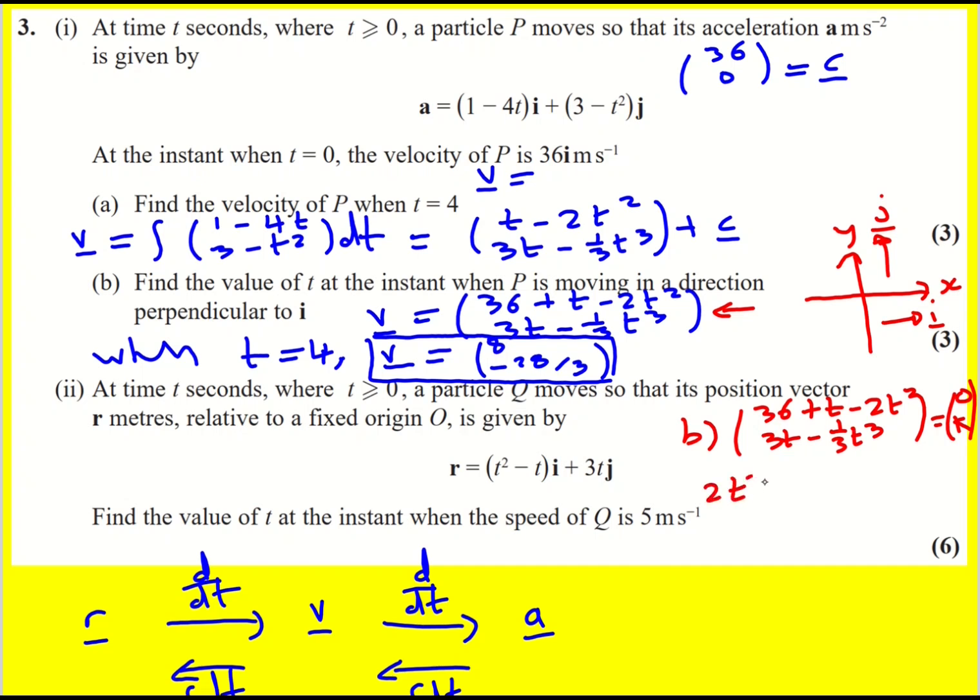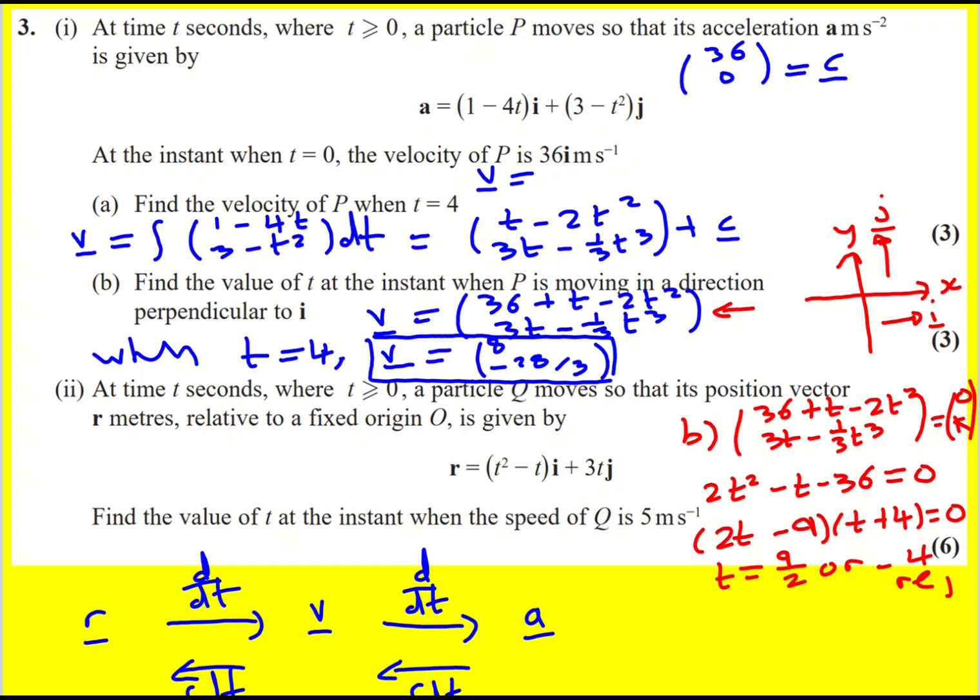So 2t squared minus t minus 36 equals 0. I've just rearranged it to make the 2t squared positive, and then solve it. It does factorize. So (2t minus 9)(t plus 4) equals 0. t is 9 over 2 or minus 4. Reject this one because it's negative. t equals 9 over 2, or 4.5.